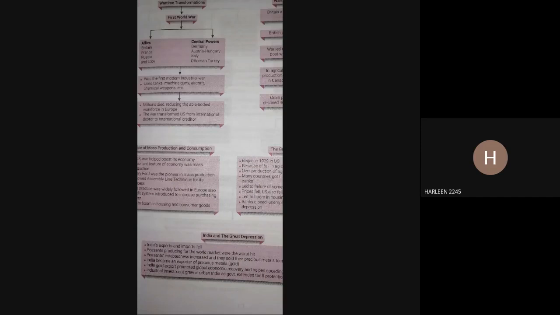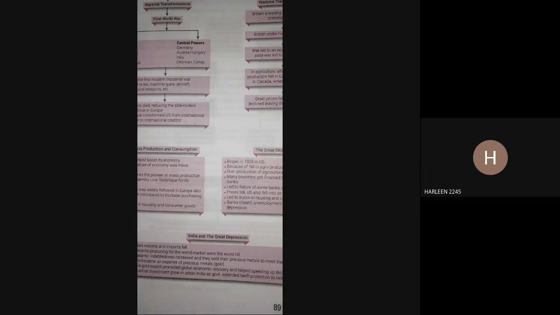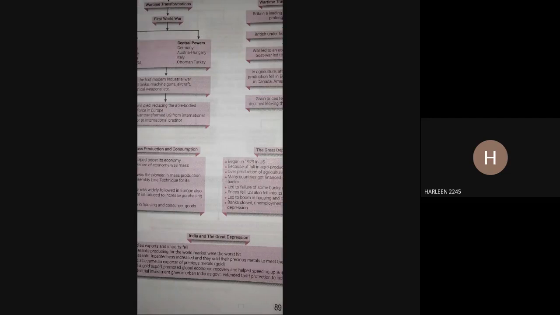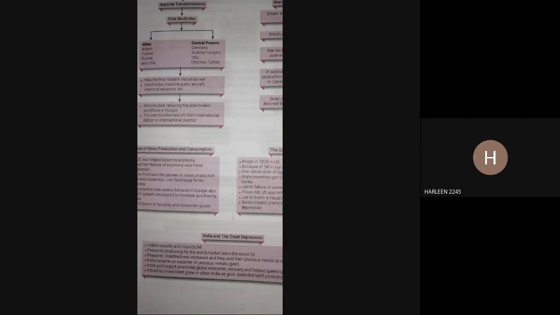What are the effects of the Great Depression on the Indian economy? The answer is here. India's exports and imports fell. Peasants producing for the world market were the worst hit. Peasants' indebtedness increased and they sold their precious metals to meet their expenses, notably gold and silver. India became an exporter of precious metals, and India's gold export promoted global economic recovery and helped speed up Britain's recovery. Industrial investment grew in urban India as the government extended tariff protection to industries.